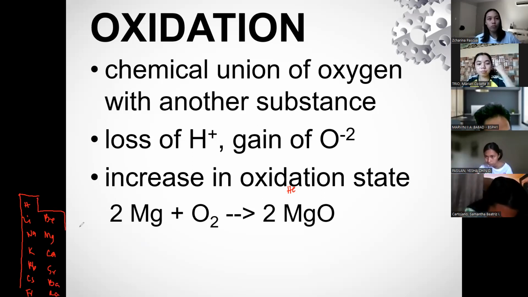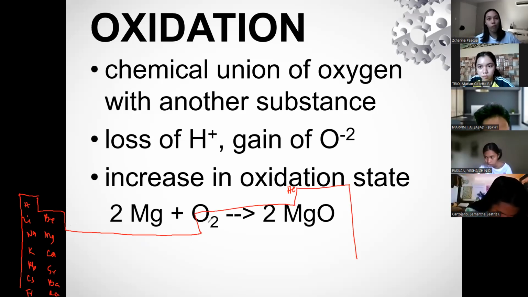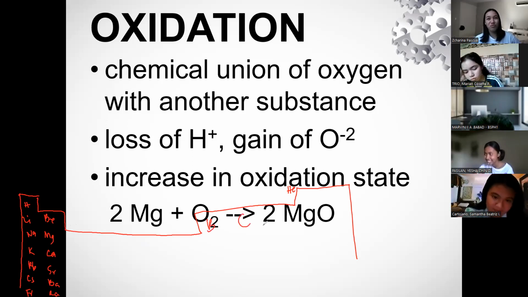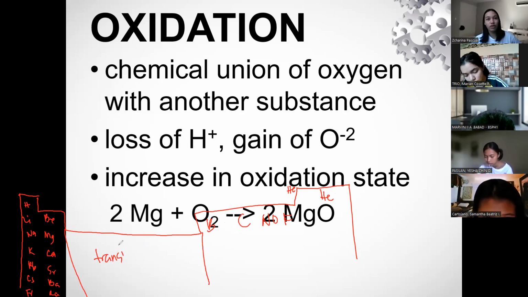So we have beryllium, magnesium, calcium, strontium, barium, and radium. This is how your periodic table looks like. And then on the other side, we have boron, carbon, nitrogen, oxygen, fluorine, with helium at the top. And then we have here the so-called transition metals.